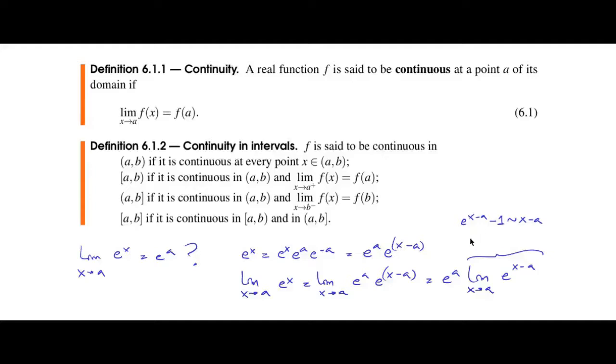So e to the x minus a is asymptotically equivalent to 1 plus x minus a. So we can substitute here. We have e to the a times the limit of this expression when x goes to a, so this is times 1 plus a minus a, and this cancels out. This is 1, so this is e to the a, which is what we wanted to prove. So that means that the exponential function is continuous.